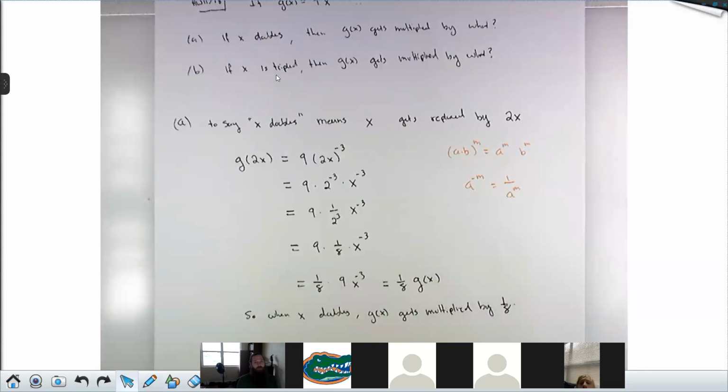That's what's going on here. When x doubles, that means we're going to replace x by 2x. And we clean everything up. What we end up with is 1/8 times g of x. So when x doubles, a 1/8 pops out, and then the old function shows back up. Questions about what we did here?